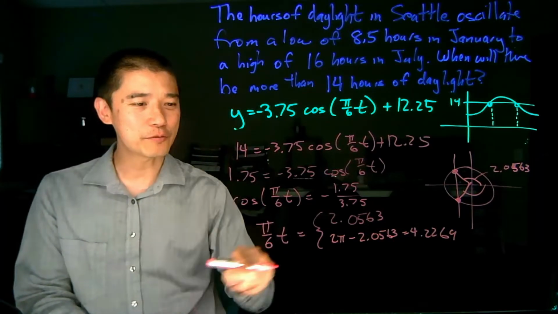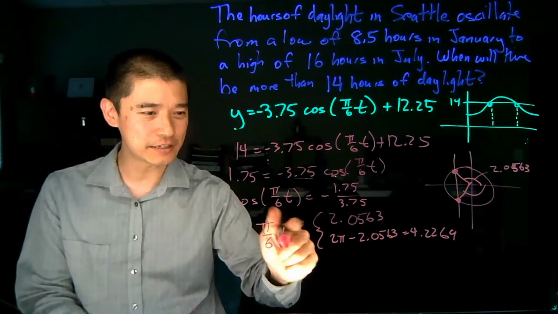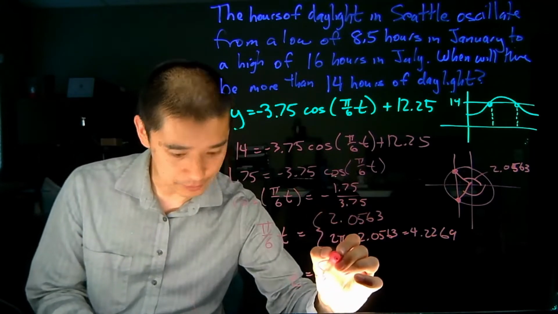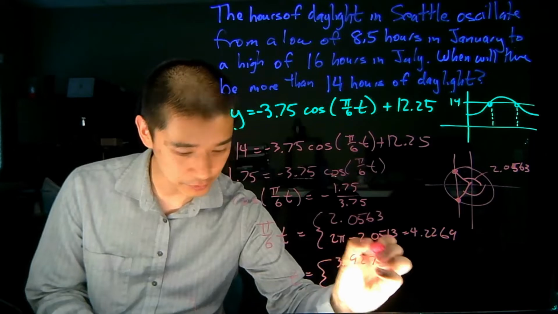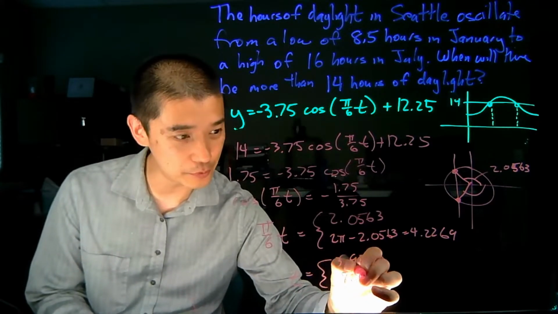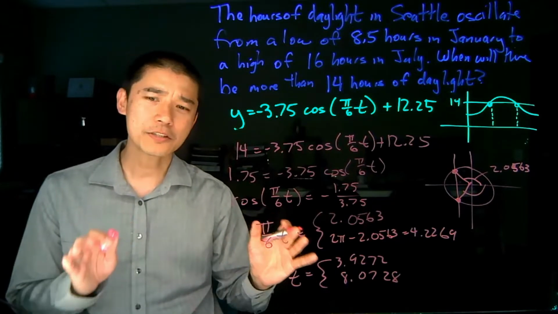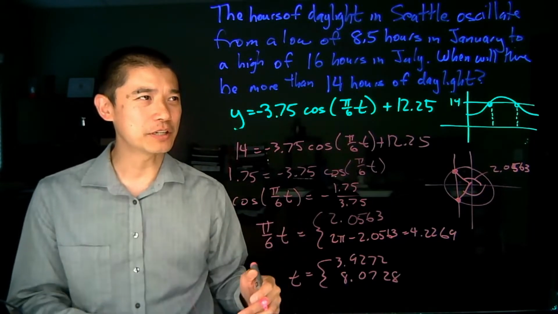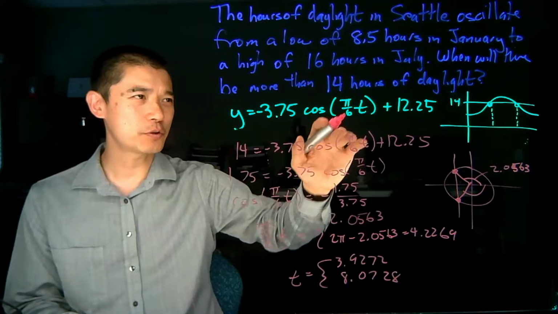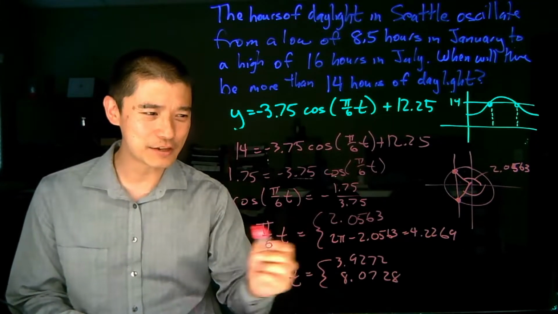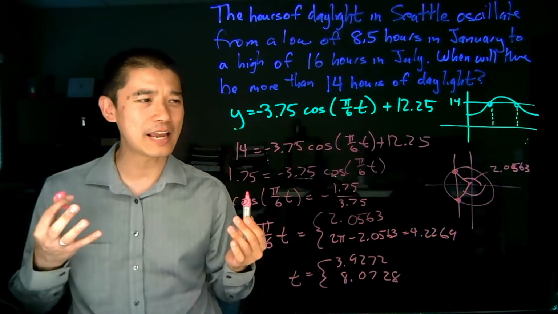We haven't yet solved for t, so we multiply both of these by 6 and divide by pi. We get these two values. T equals, for the top one, 3.9272, and for the bottom one, 8.0728. What does this mean? Did we answer the question? When will there be more than 14 hours of daylight? Saying t equals 3.927 and saying t equals 8.07, this doesn't answer the question.